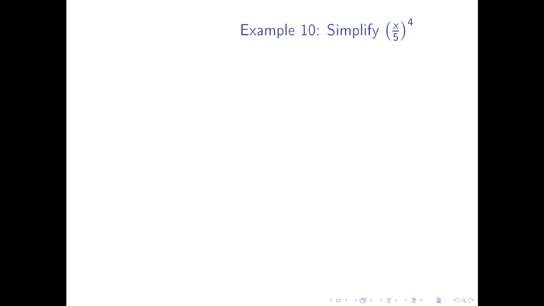What about this one? How would you go through this process? Pause the video, work through it. Welcome back. So hopefully you said it is the fractional power of a fraction rule. So we're going to distribute the power to both sides. So x to the 4th over 5 to the 4th.